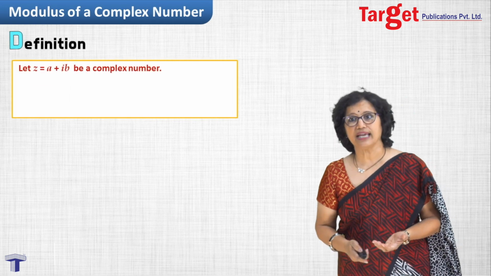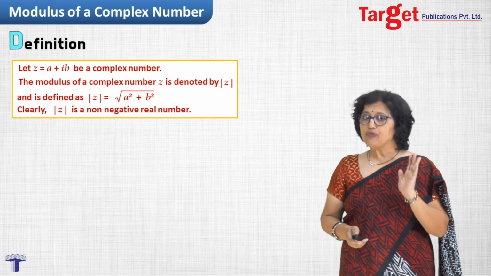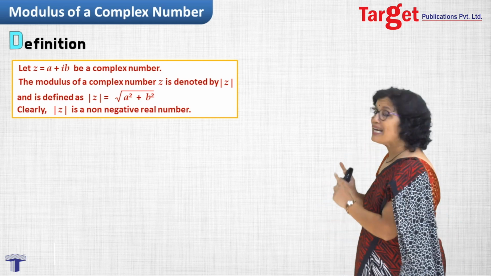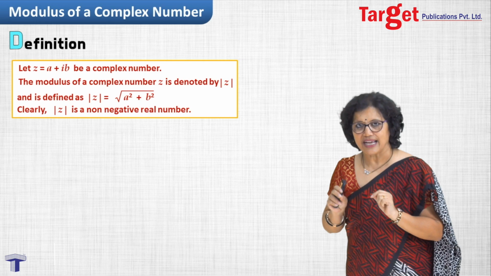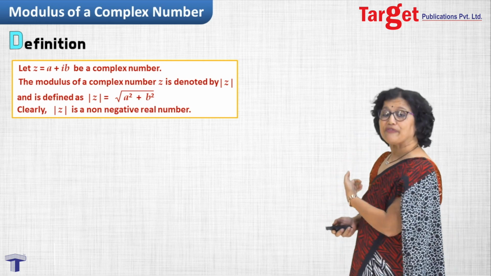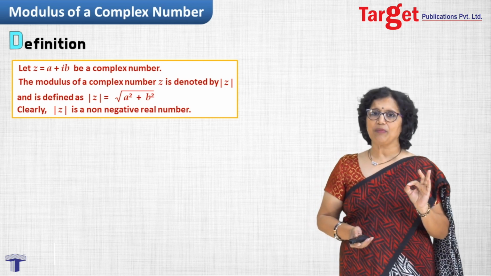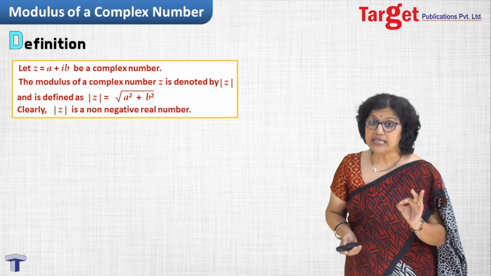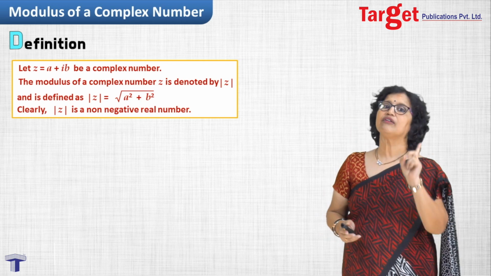The definition says that if z is a plus ib, then modulus of a complex number is denoted as those two lines, and between them we write z, and that is called mod z, and mod z is defined as under root a square plus b square. The moment you see under root a square plus b square, you realize it is a non-negative quantity, right? So modulus z is a non-negative quantity.